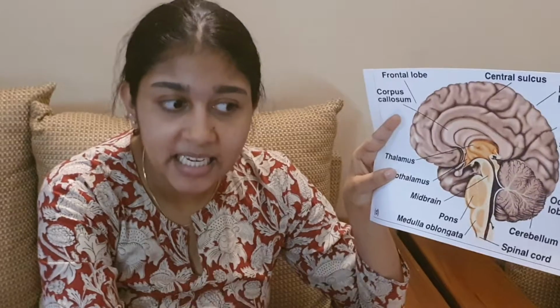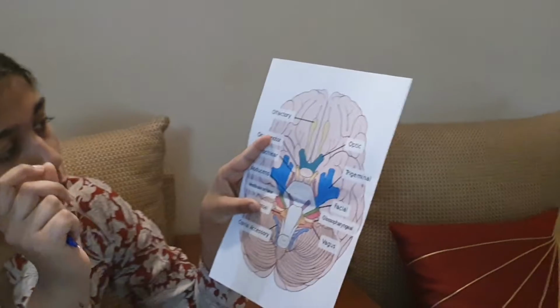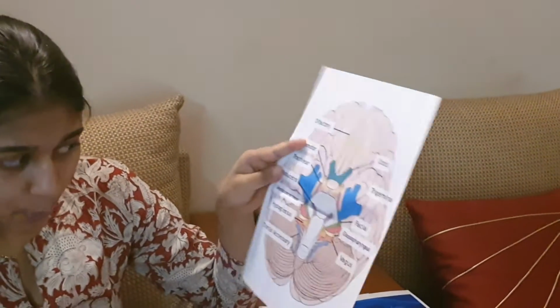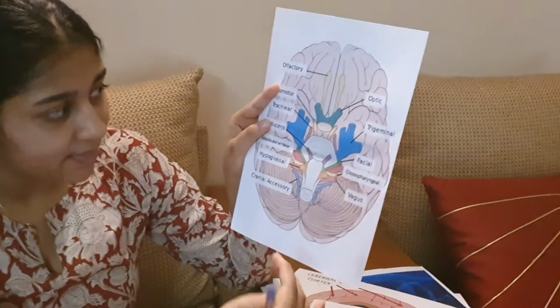The pons contains many vital nerves. We are going to discuss the three different types of nerves in the pons, which is very important, and their function.